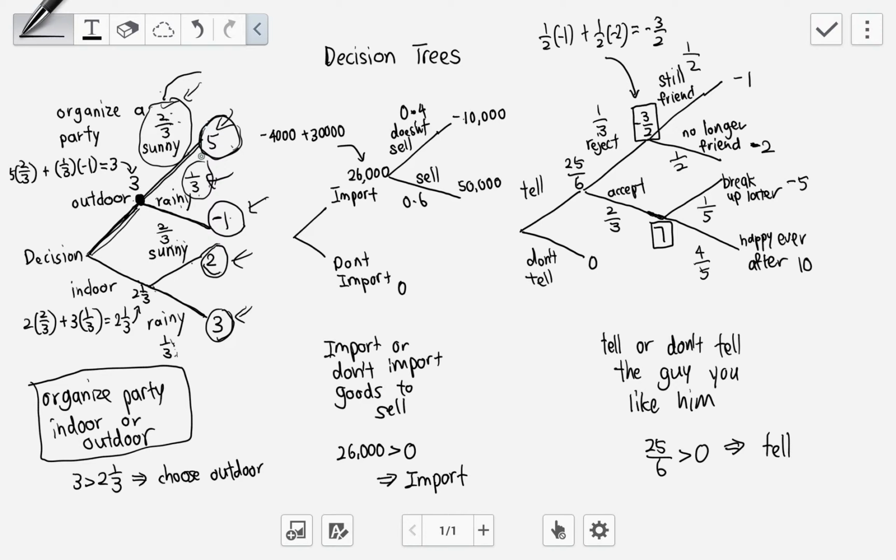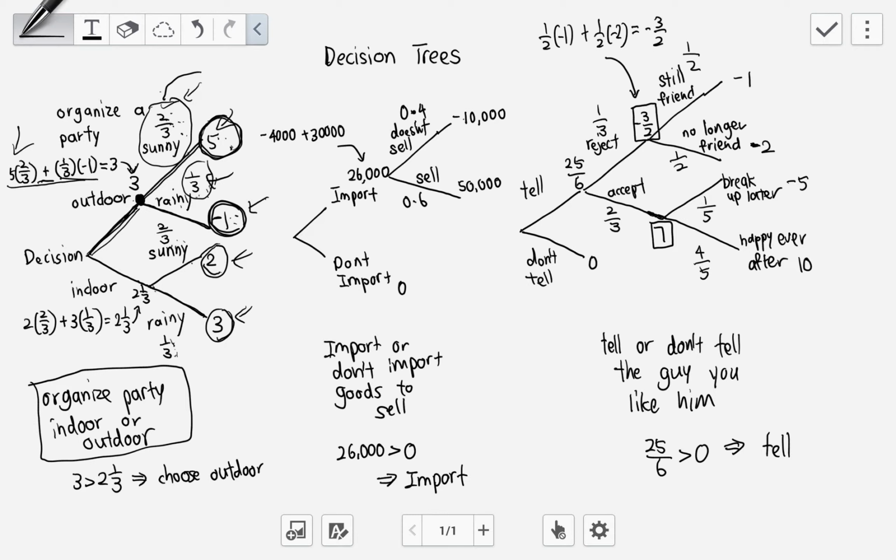Because there's a 2/3 chance of my utility being 5, I'll take 2/3 times 5, plus I need to add the possibility that it will be a rainy day. So 1/3 multiplied by the utility of a rainy day, 1/3 times -1. When I add these two together, I get 3. So I score 3 here. The outdoor decision has an expected return of 3.